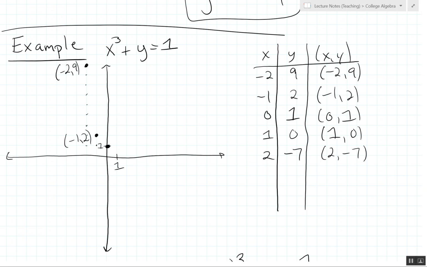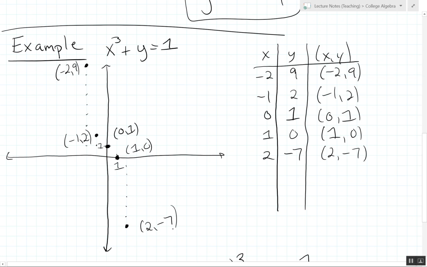My next point is 0, 1, which is right here. My next point is 1, 0. And these are all kind of cramped. But here's 0, 1. This point here is 1, 0. And then lastly we have 2, -7. So we'll go 1, 2, 3, 4, 5, 6, 7. So here is 2.